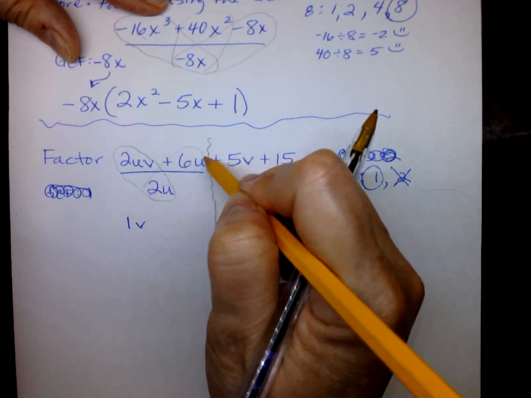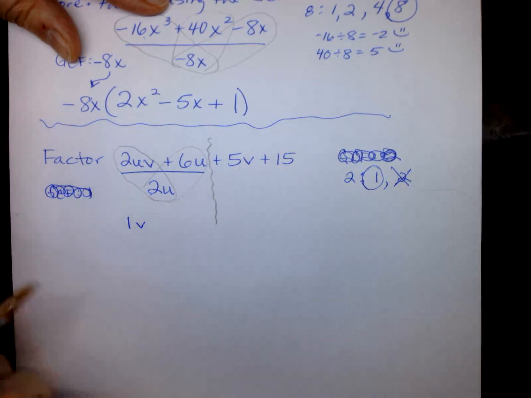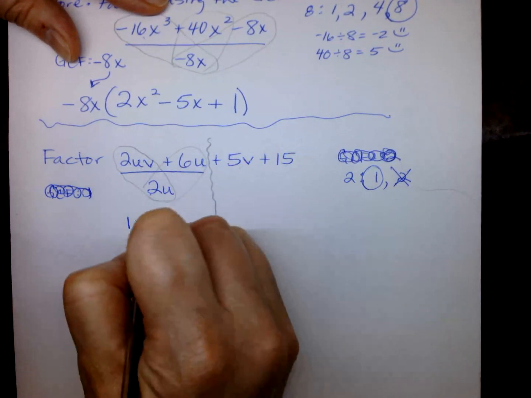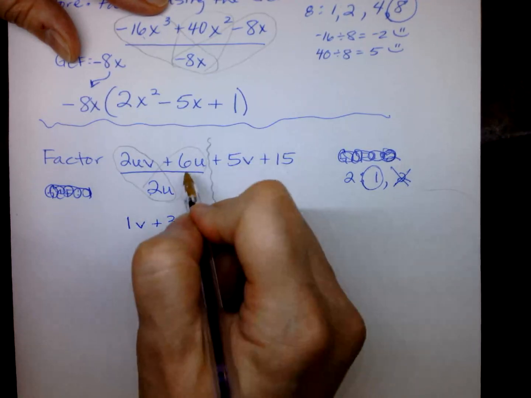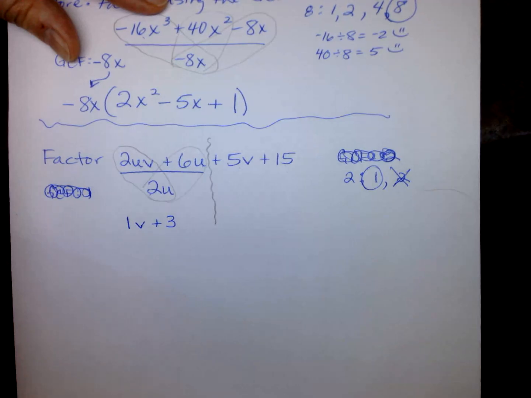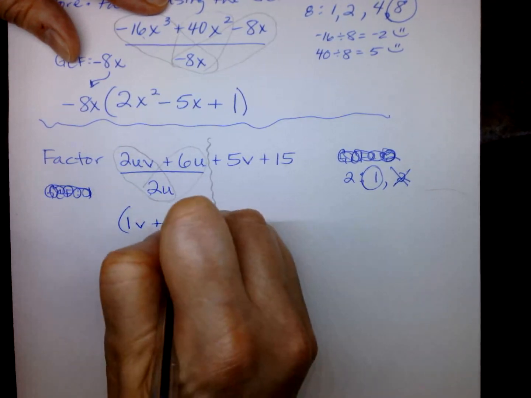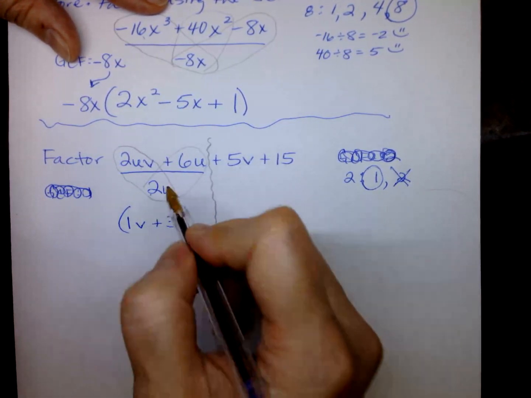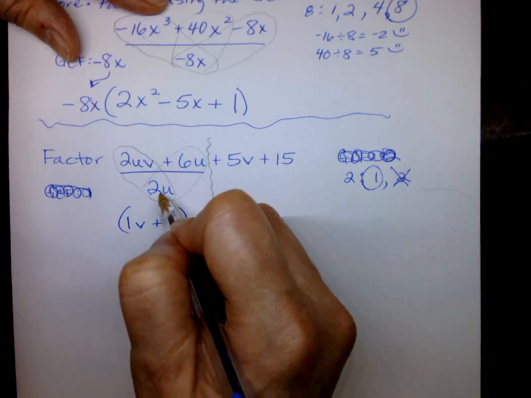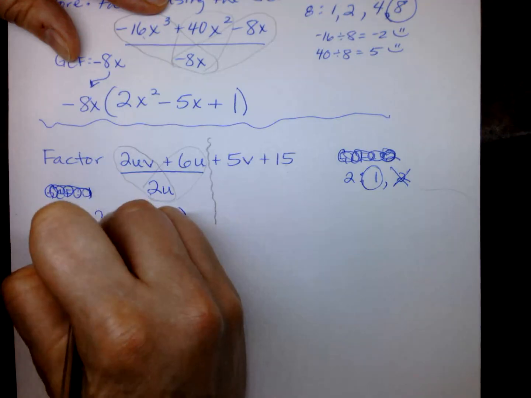What happens when you divide positive 6u divided by 2u? 6 divided by 2 is 3, positive 3. And u divided by u, those two u's cancel each other out. They're gone. And so in the parentheses, what's left behind after you divide out the GCF is 1v plus 3. And then this GCF goes right out front, 2u.